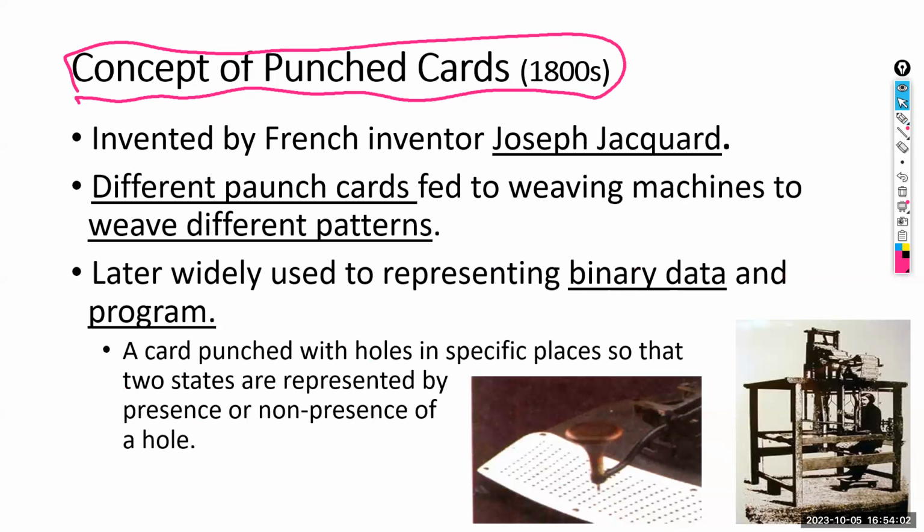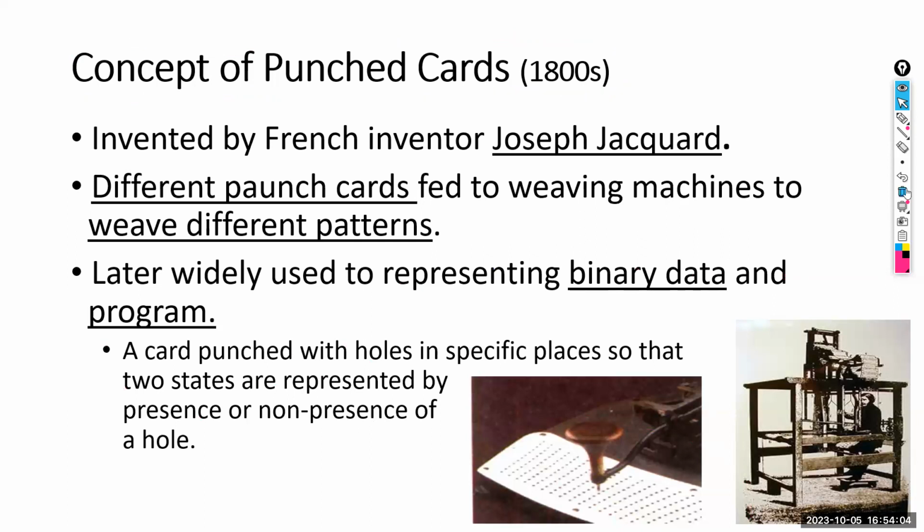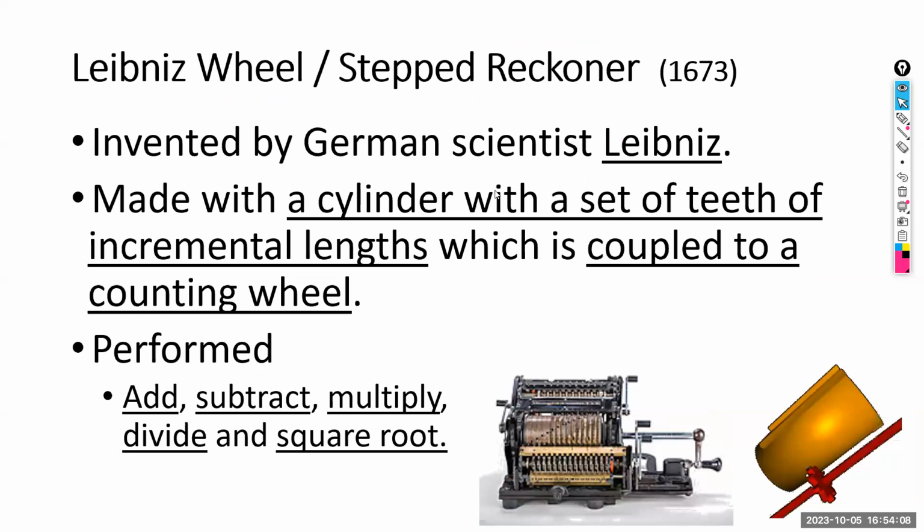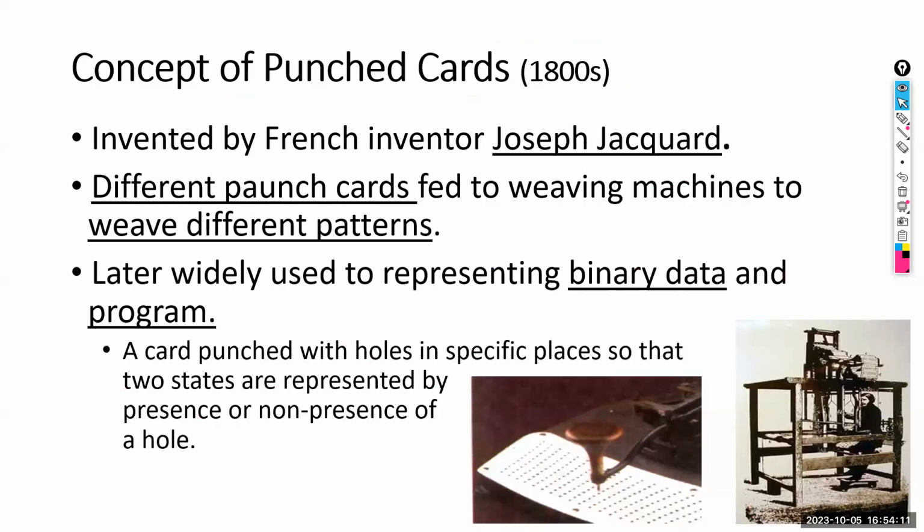Okay, so now we have discussed 3 things. Pascaline, then we discussed the Leibniz wheel, and then the concept of punch card. Again, punch card is under mechanical computing because these punch cards were used in mechanical devices. The weaving machine was a mechanical device which will either pick the punch or not pick the punch using those hooks.